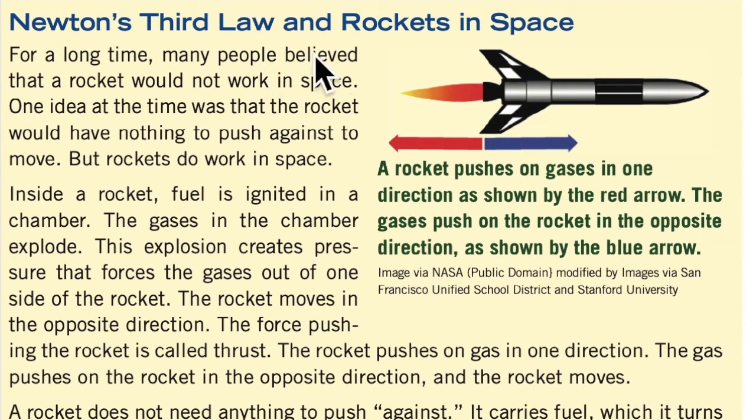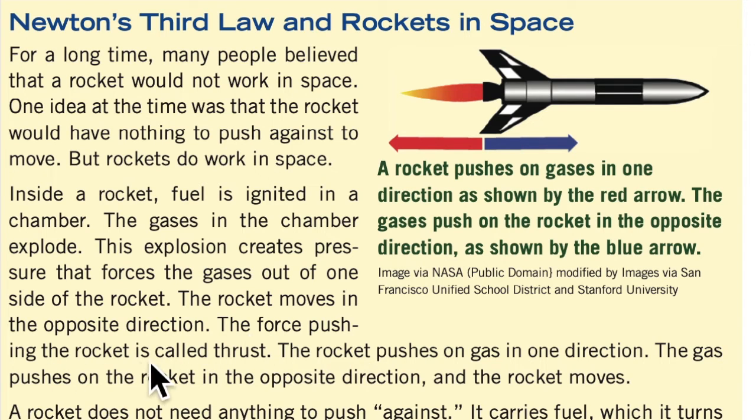Newton's third law and rockets in space. For a long time, many people believed that a rocket would not work in space. One idea at the time was that the rocket would have nothing to push against to move. But rockets do work in space. Inside a rocket, fuel is ignited in a chamber. The gases in the chamber explode. This explosion creates a pressure that forces the gas out of one side of the rocket. The rocket moves in the opposite direction.